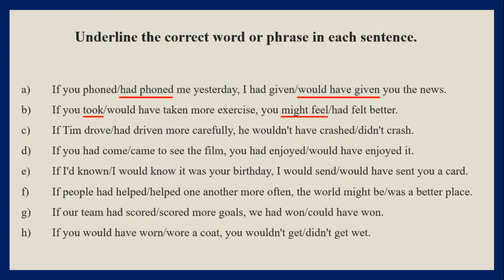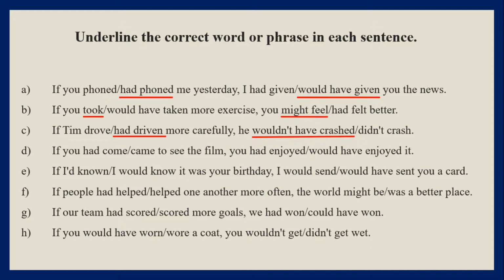And I told you that in the second conditional, we could use might and could instead of would to express probability and not certainty. C. If Tim drove or had driven more carefully, so we are apparently talking about some incident in the past, and we are describing an imaginary situation, so this is obviously a third conditional. If Tim had driven more carefully, he wouldn't have crashed.